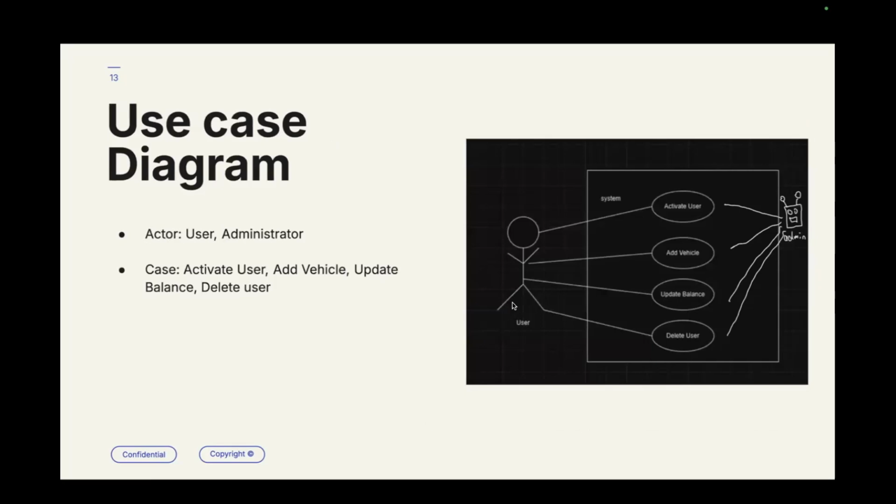For the use case diagram, I have two actors, which are user and administrator. There are four cases, which are activate user, add vehicle, update balance, and delete user. The user can interact with all of the cases, and the administrator will see the interaction between the user and the cases in the backstage information.